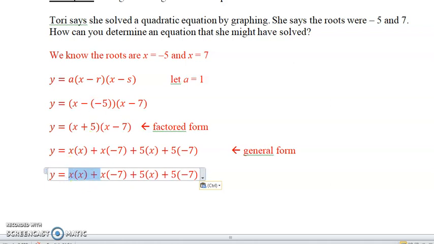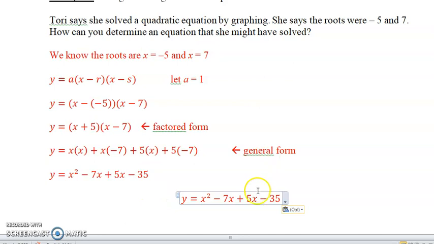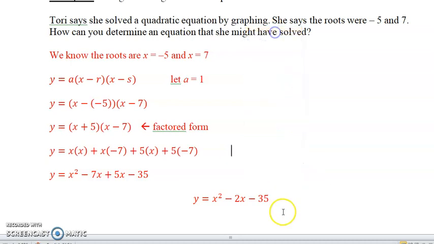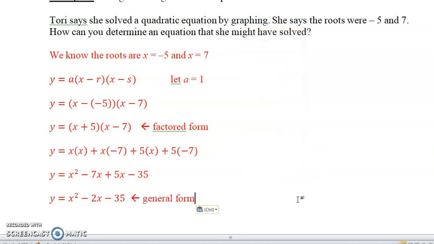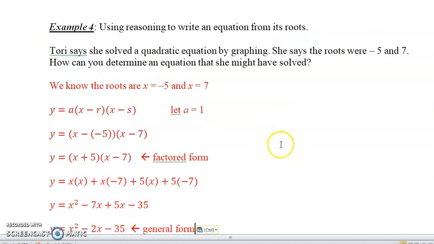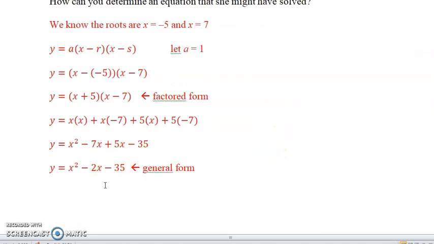X times x is obviously x squared. -7 times x is -7x. 5 times x is 5x. And 5 times -7 is -35. The two terms in the middle are like terms, so we can add them together. So we end up with x squared minus 2x minus 35, and that is the general form of the quadratic here, of this parabola. Okay?